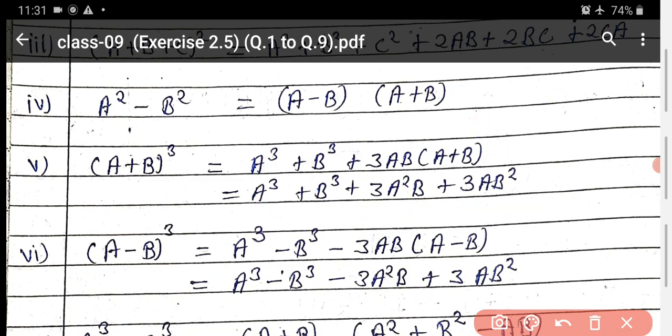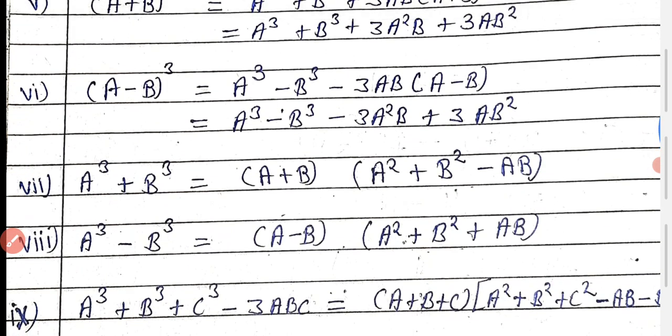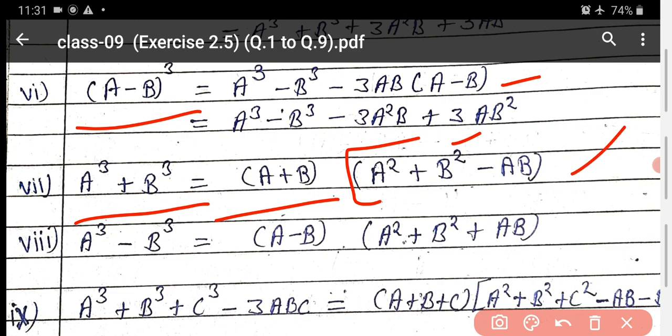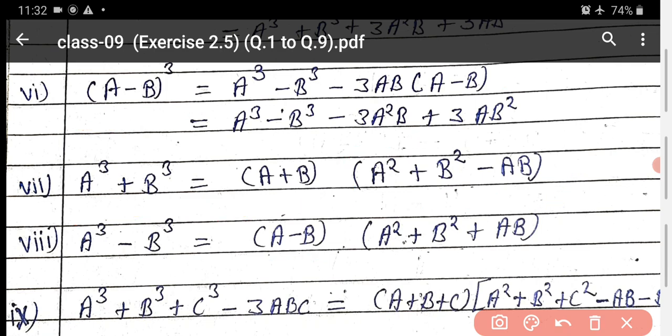And (a minus b) whole cube is equal to a cube minus b cube minus 3ab in bracket (a minus b). And the next formula is a cube plus b cube. There is a difference: it is (a minus b) whole cube and it is a cube plus b cube. So write a plus b in bracket a square plus b square minus ab. A cube minus b cube is equal to (a minus b) times (a square plus b square plus ab). If it is minus, then all terms are plus. If it is plus, then one term is negative. So you have to remember, and you can learn only by doing practice.